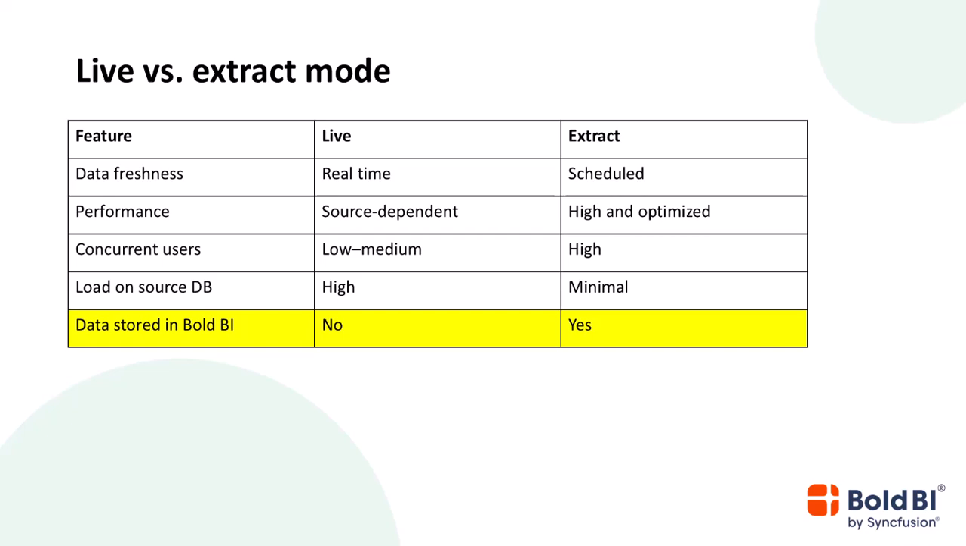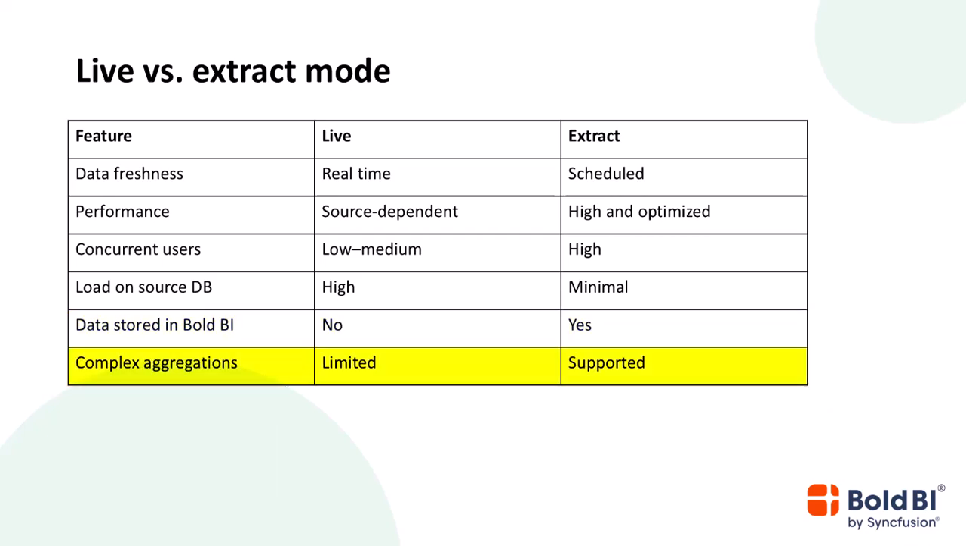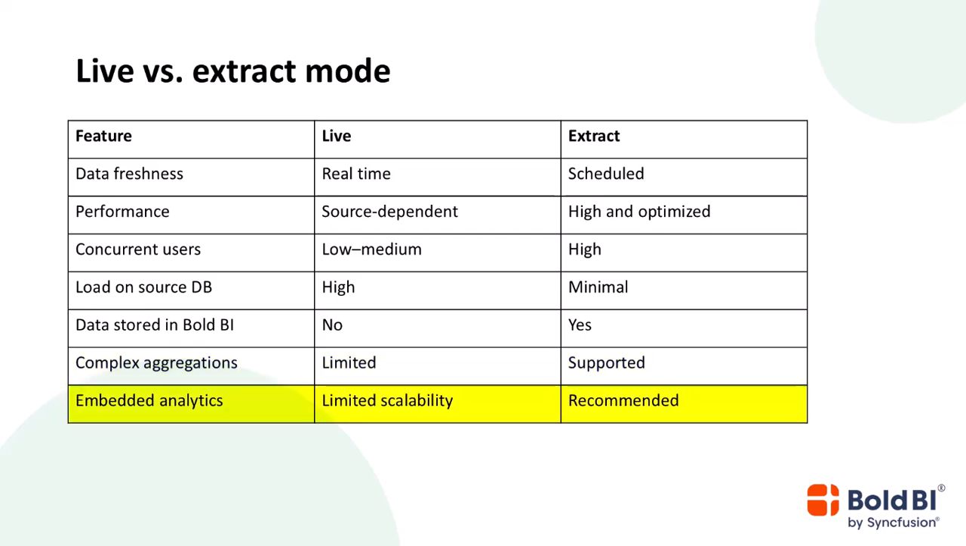Load on source database. In live mode, the load on the source database can be high, while in extract mode, the load is minimal. Data stored in Bold BI. In live mode, data is not stored in Bold BI, while in extract mode, it is. Complex aggregations. In live mode, complex aggregations are limited, while in extract mode, more are supported. In live mode, embedded analytics scalability is limited, while in extract mode, it is not.